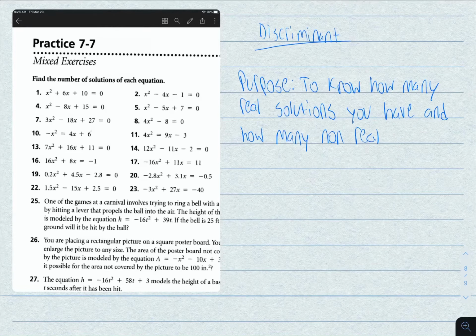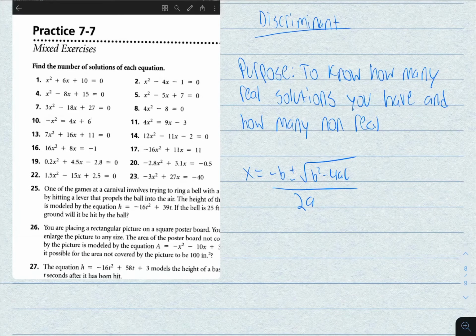The discriminant comes from the quadratic formula, x equals negative b plus or minus the square root of b squared minus 4ac divided by 2a. The discriminant comes from this, and the part of the formula that is the discriminant is what's under the square root. The reason why we can use what's under the square root to find how many solutions we have is the solutions are whenever two things are equal to each other, right?